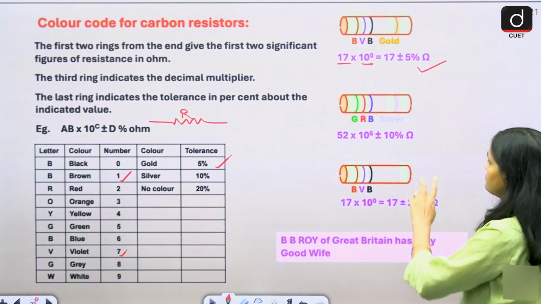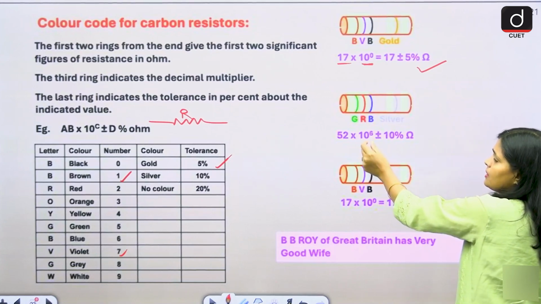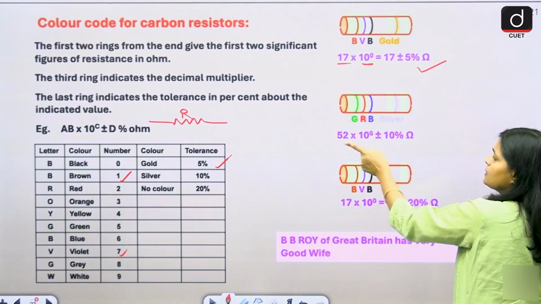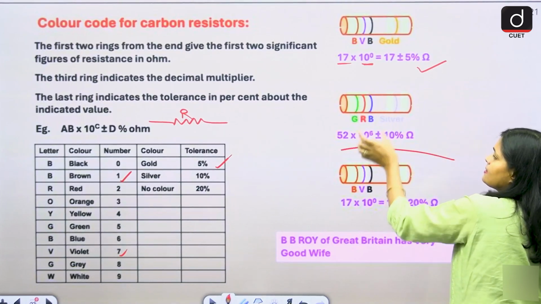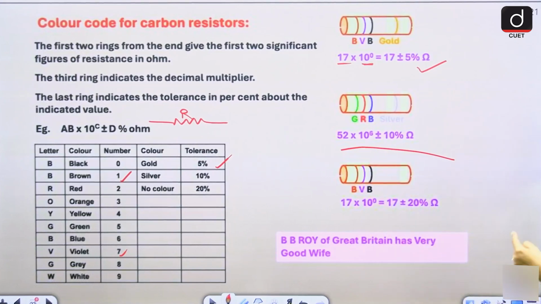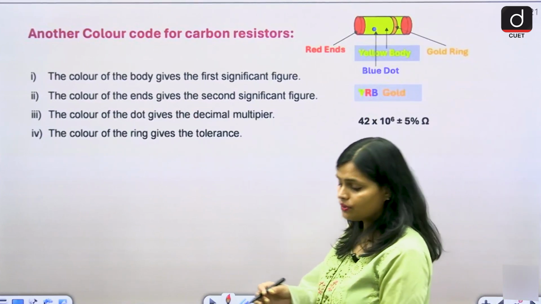Okay. For C here 52, the first two are the significant numbers, then the decimal multiplier, then it is silver, 10% tolerance. So like this the resistor has this much ohm. So like that you can get to know how much resistance a particular resistor has.